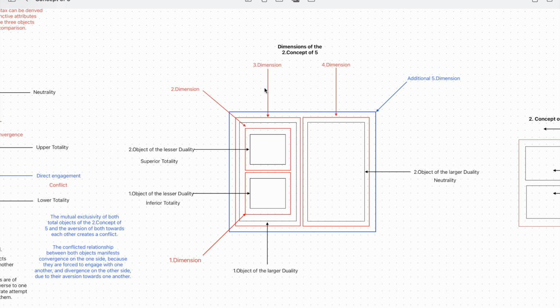And in the very same manner in which the lesser duality is smaller than the larger duality, so is the third dimension smaller than the fifth dimension. Because the third dimension does naturally form, it is natural, unlike the fifth dimension that had to be artificially added.